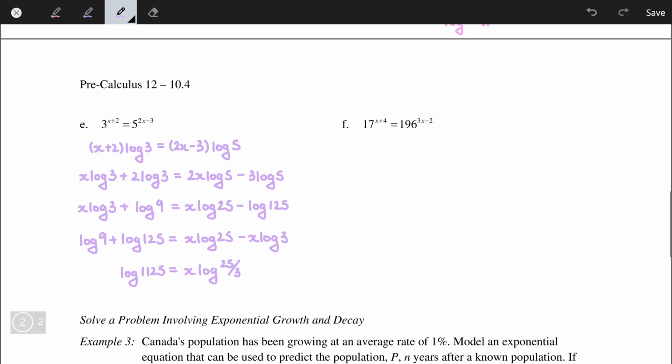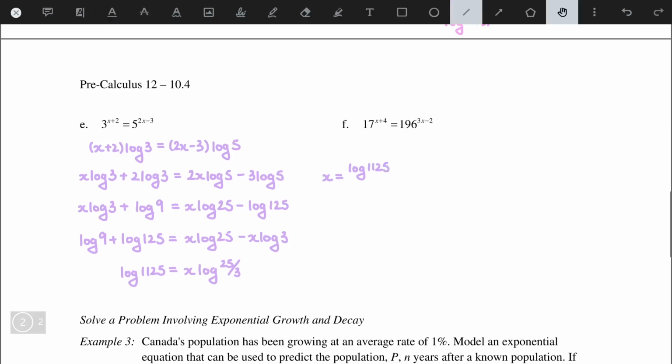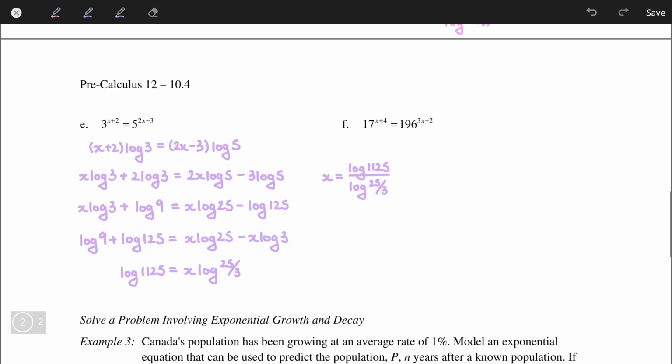Just like that. And finally, if we were to write this in terms of just x, then we have x is equal to, let's see here, log 1125 over log 25 over 3. And then from here, we can once again use a calculator, evaluate this, and we'll get an approximate value of 3.314.